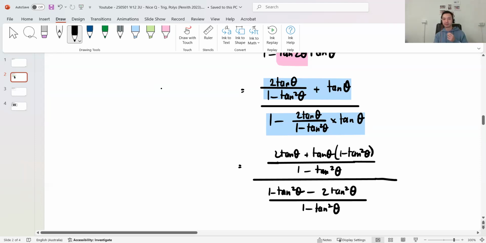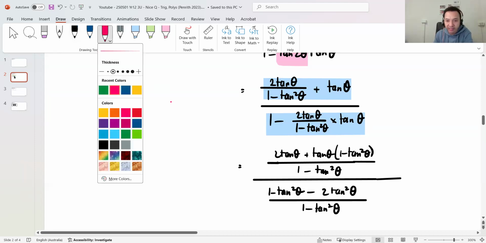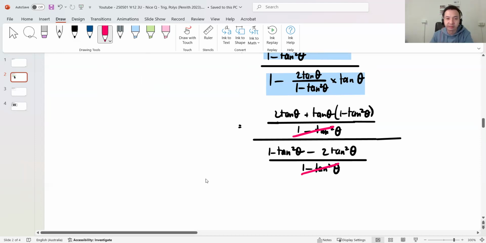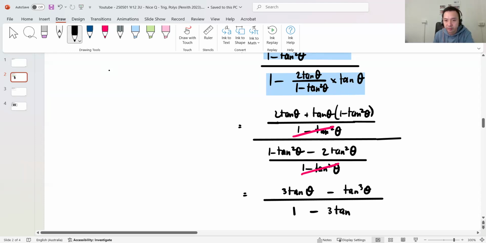So all I've done there was basically just common denominated both the blue highlights there, and then a little bit of cancellation here. You guys okay with this? If it's on the numerator and denominator, it cancels out. Let's just see if I can collect like terms and get what I want. What's left? On top there's 2 tan theta plus tan theta, that's 3 tan theta, and minus tan cubed theta, and on the bottom it's 1 minus 3 tan squared theta.